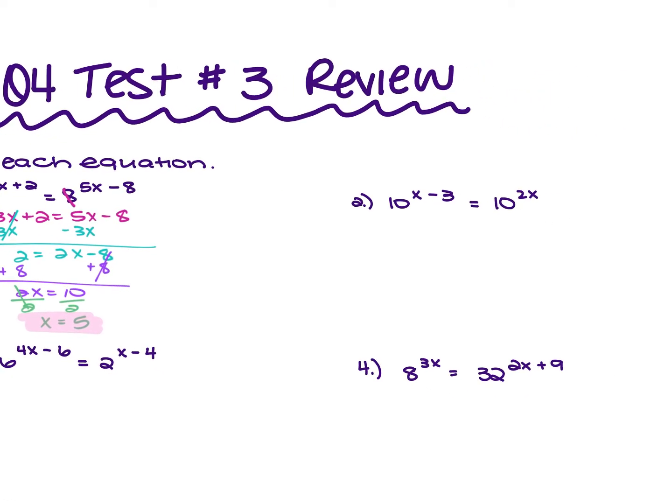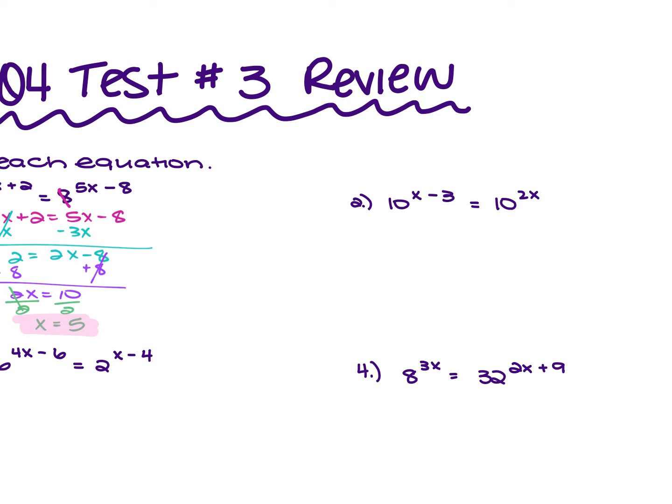In number 2, you have 10 to the power of x minus 3 is equal to 10 to the power of 2x. Again, your bases on both sides are the same, so cancel them out and just work with your powers. So that's x minus 3 is equal to 2x. Move your x over, subtract it from both sides. So that way your x's are by themselves, and you get that x is equal to negative 3. Real simple.